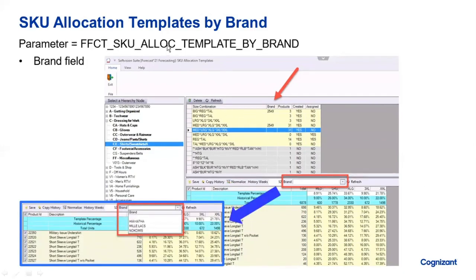And the parameter is FFCT SKU allocation template by brand. So if you select yes, we're going to use the brand functionality within these screens. If you select no, we're going to use the existing vendor options that we have available today. And so in the screen, when brand is selected in the drop-down, only products with that brand will be displayed. And so the brand, again, will be pulling from that FMSH product master, specifically the brand field.